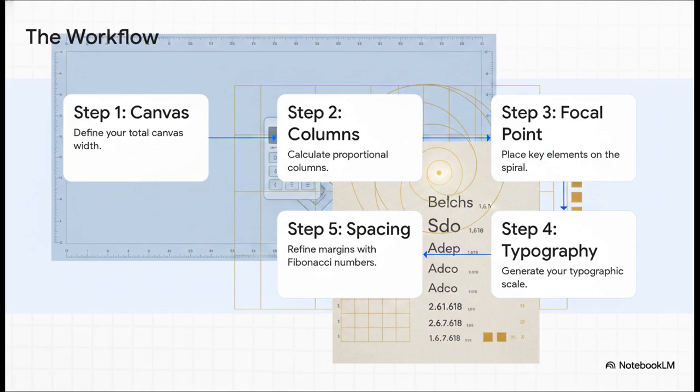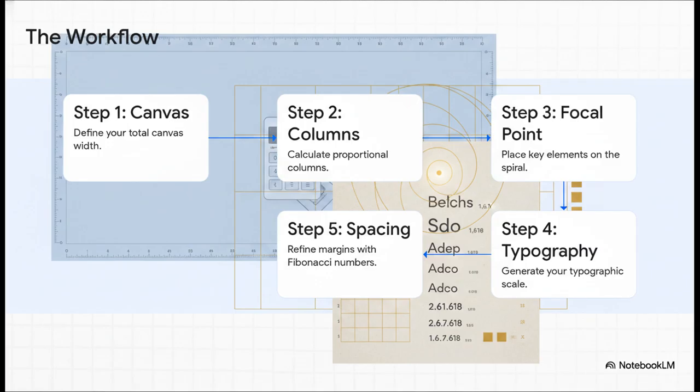All right, here we go, the 5 steps. Step 1, define your canvas. Super simple, just figure out your total layout width. Step 2, calculate your columns. You take that width and use it to figure out your main content and sidebar proportions. Step 3, place your focal point. This is where you can overlay that spiral to find the perfect spot for your most important element, like a button or a key image.